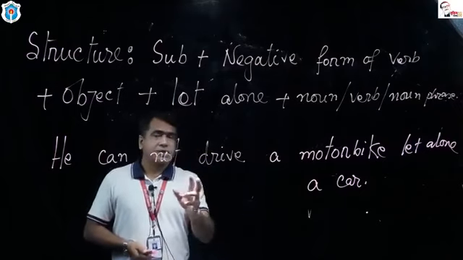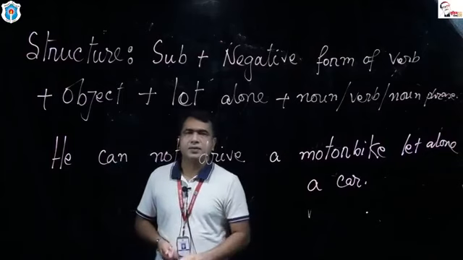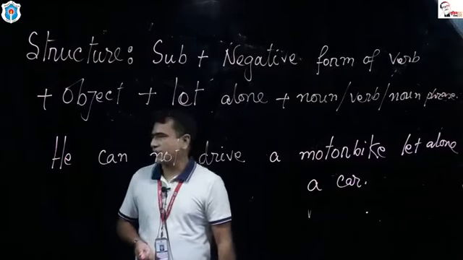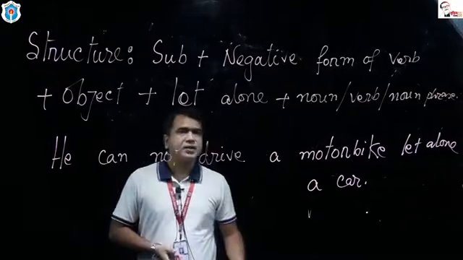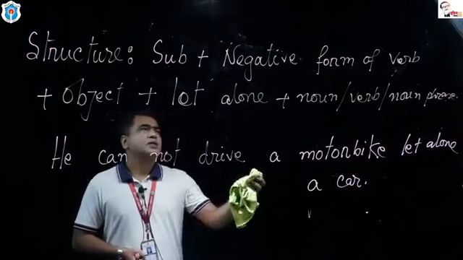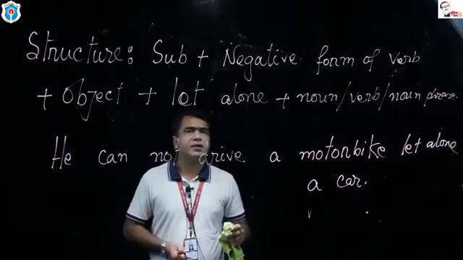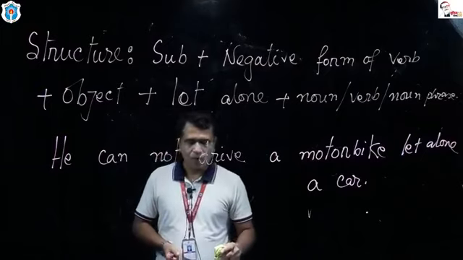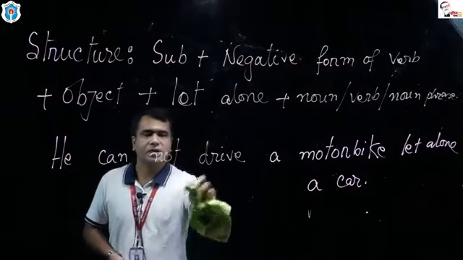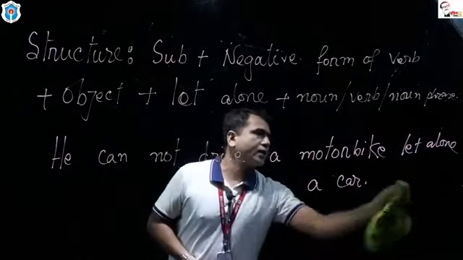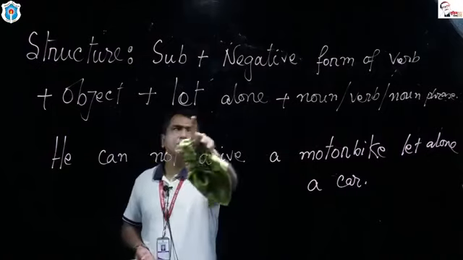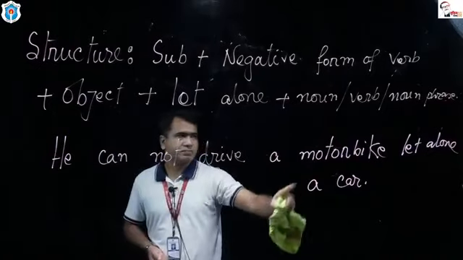Or 'she motorbike ki chalate pare na, garir kotha bad dao.' 'She motorbike ki chalate pare na, garir kotha to chintai kora jay na, ba garir kotha to bhabai jay na.' In this way, let alone reveals the meaning negatively. Generally, it reveals the negative meaning in the sentence. It is very easy, but structurally I have shown you something that will help you write any kind of sentence using let alone: subject, negative form of verb, object plus let alone, noun, verb, noun phrase. He cannot drive a motorbike, let alone a car.